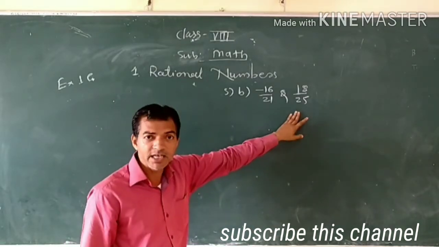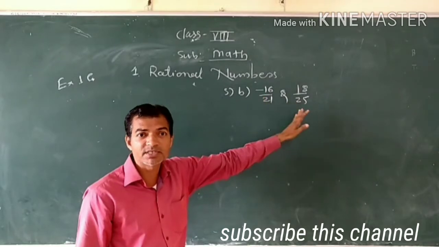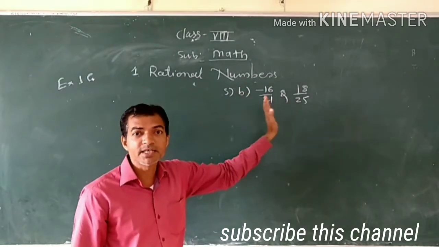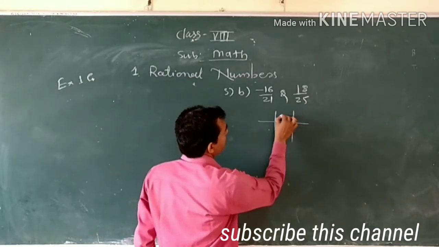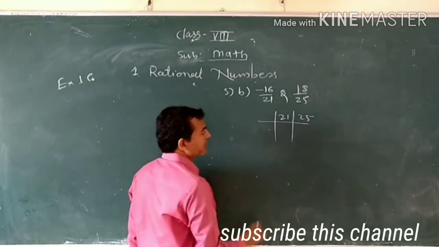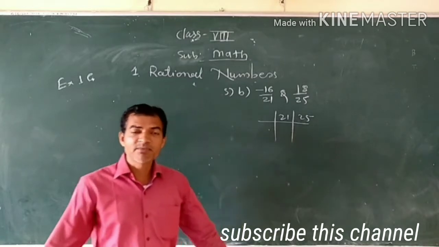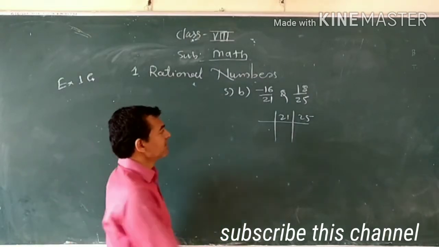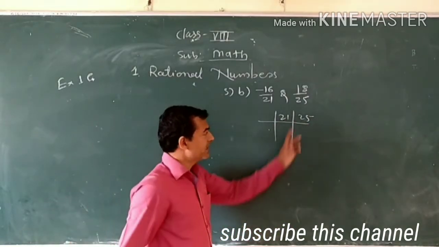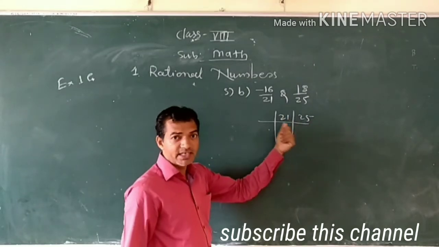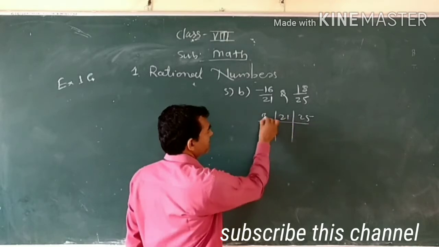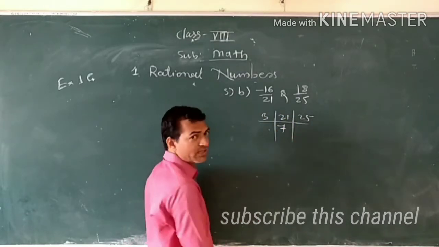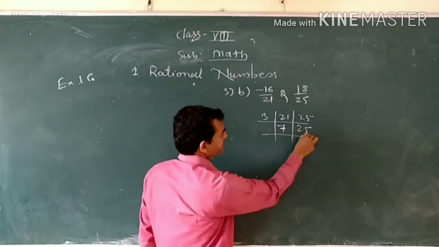First you have to find the LCM of these two numbers, because the denominators are different. The LCM of 21 and 25: you have to find which number divides them. Is it divisible by 2? No. Is it divisible by 3? This is divisible by 3. 3 7s are 21. The other is not divisible, so it remains as it is.